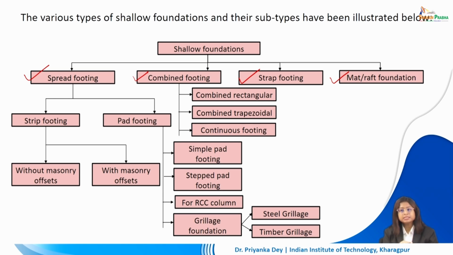Now, why is this done? When we have more load and the size of the concrete base is not enough for us to transfer the load at the right angle, we actually have to step it up by adding some masonry offsets. So, that is strip footing with masonry offsets.